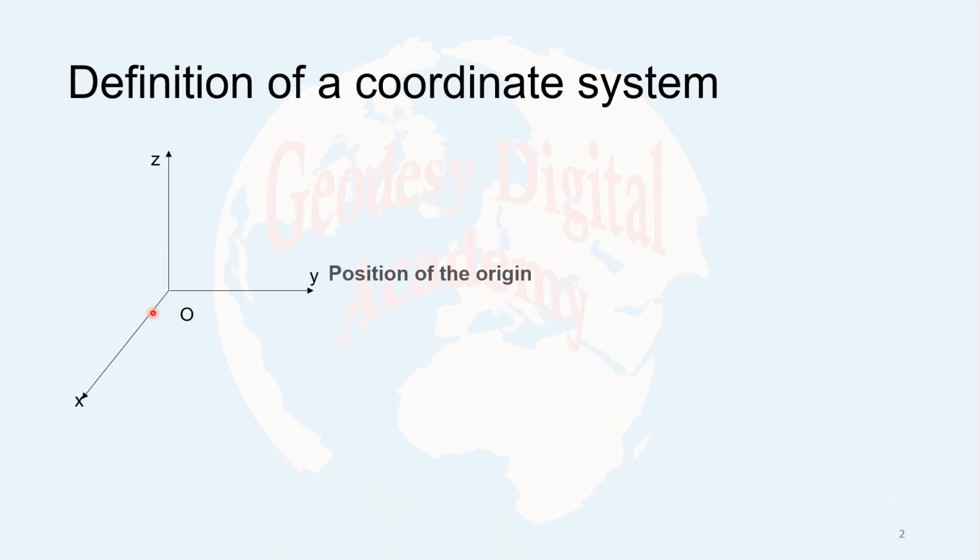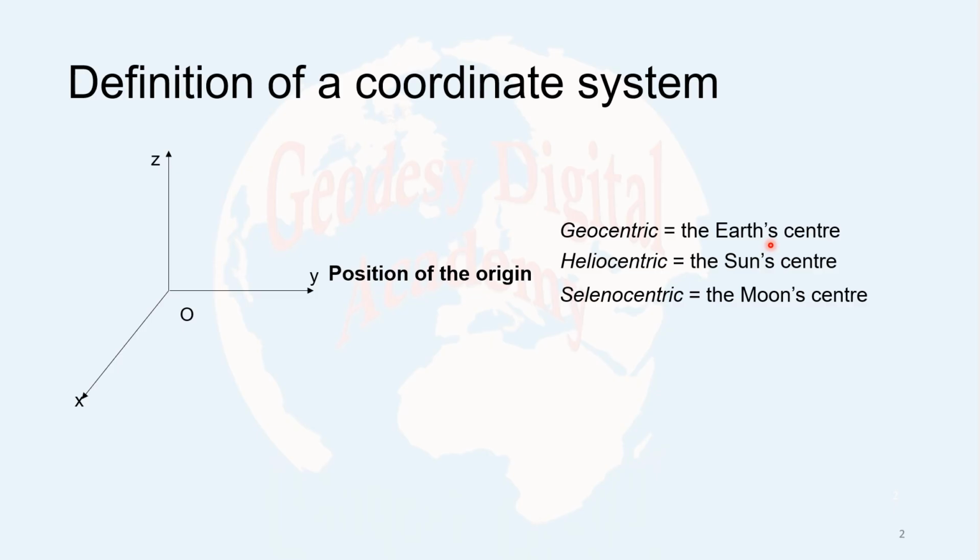For example, when the Earth's center or center of gravity is selected as the origin for the coordinate system, the system is called geocentric. If we consider the Sun center as the center of the coordinate system, the system is called heliocentric. Heliocentric means that the center is the center of the Sun. Selenocentric, when the center of the Moon is the center of the coordinate system. And topocentric means that the Earth's surface or any point at the surface of the Earth is the origin of the coordinate system.